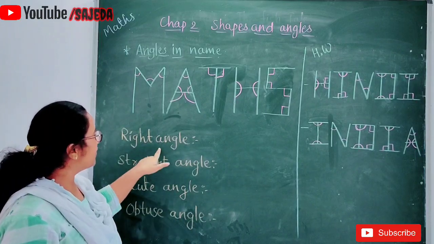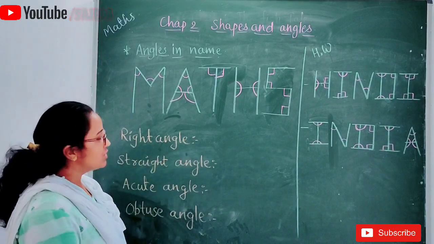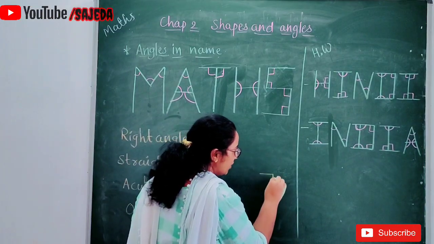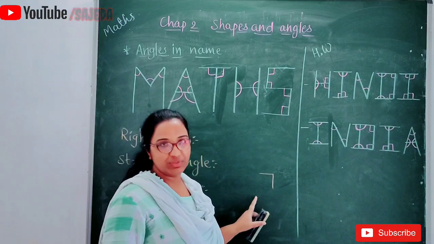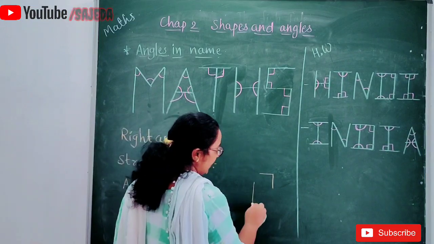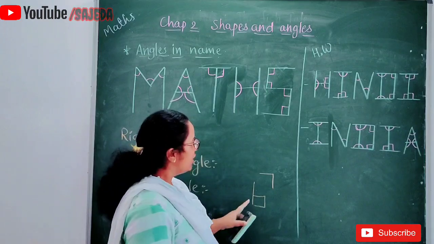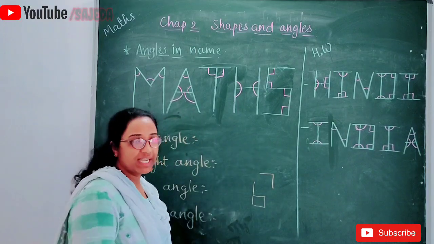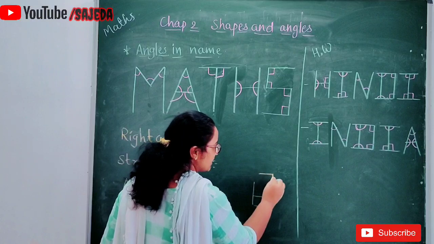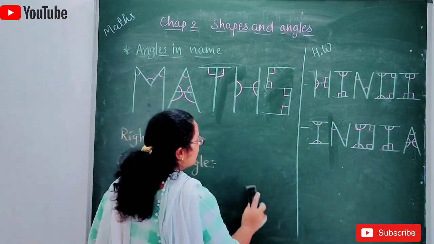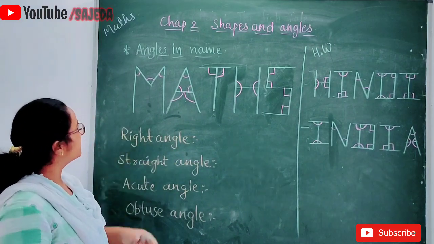So first of all we will count right angles. You have to remember, whenever the right angle symbol is given, this symbol will be used. So with the line it will form a square shape. That will be very easy for you to identify a right angle. So wherever you can see this square box, you have to count it as a right angle. So here we will count the first right angle.